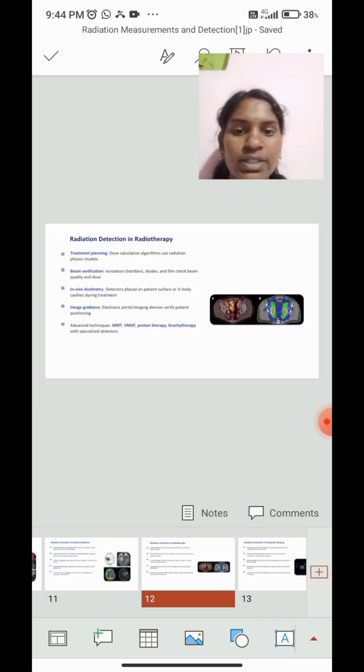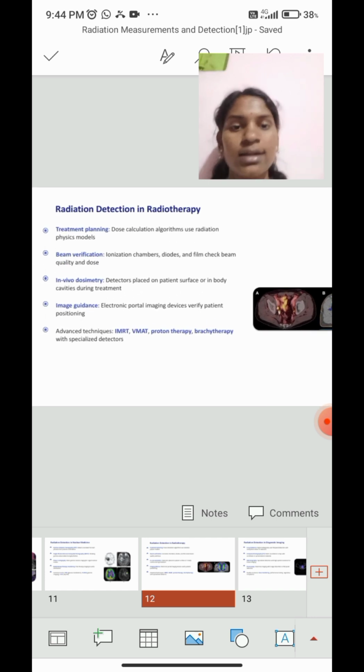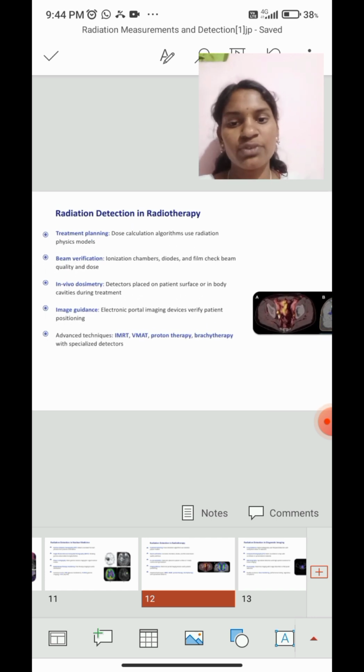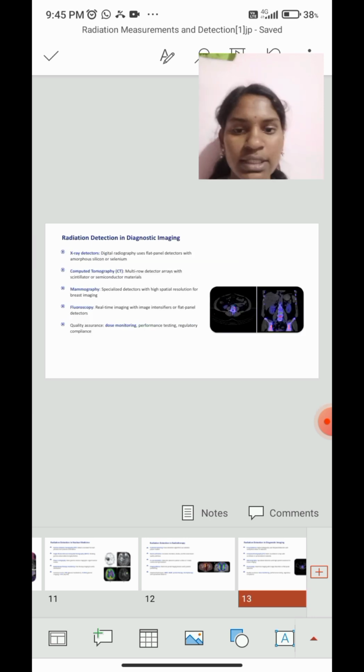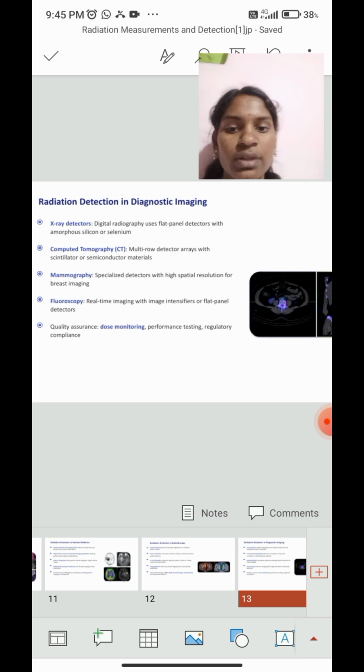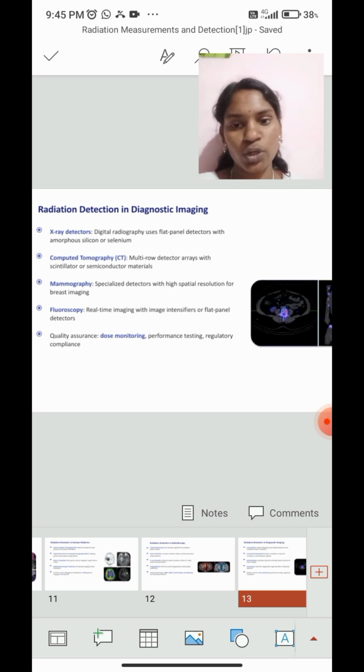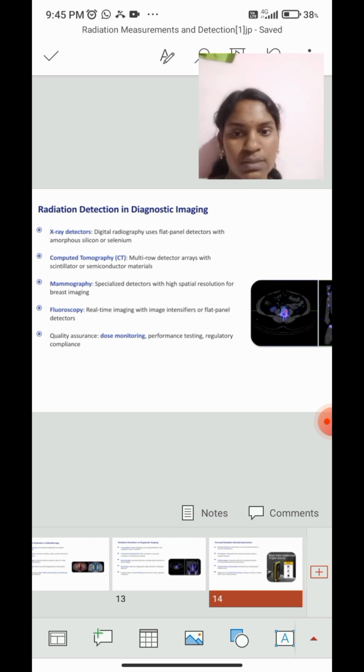Then radiation detection in radiotherapy: treatment planning, beam verification, in vivo dosimetry, image guidance, and advanced techniques. Radiation detection in diagnostic methods: X-ray detection, computed tomography, mammography, fluoroscopy, and dose monitoring, which is used in quality measurement and assurance.